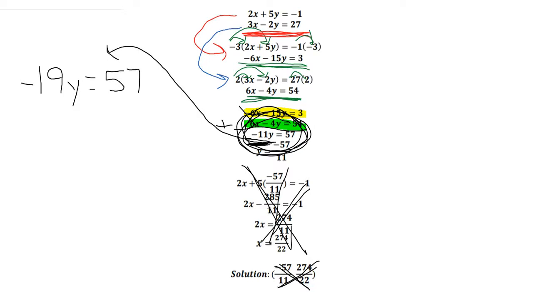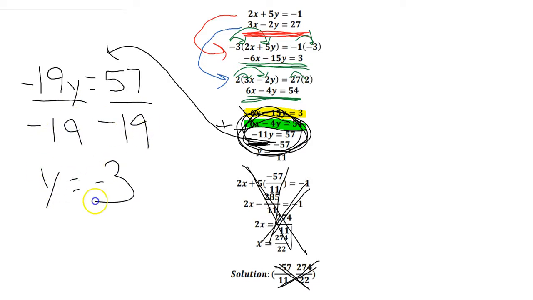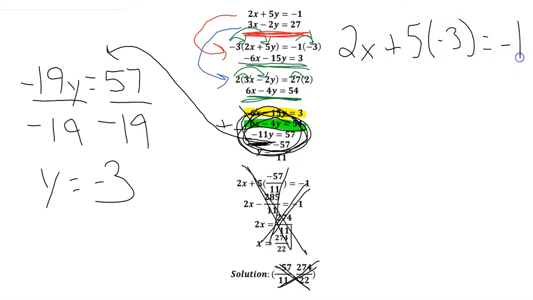Now let's solve it. So I'm going to divide by a -19, divide by a -19, and I got y equals -3. Okay? If I got y equals -3, I can plug it back into one of my equations up top and solve. So let's do it into the first one. 2x plus 5 times y, so 5 times -3 equals -1. Now let's just do some math. I have one variable and one equation. Can't do anything with my 2x yet. 5 times -3 gives me a -15 equals a -1.